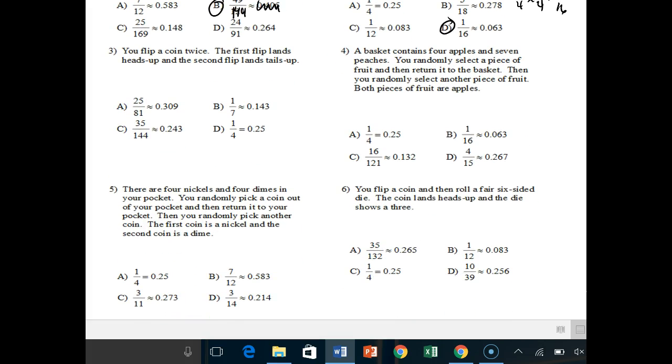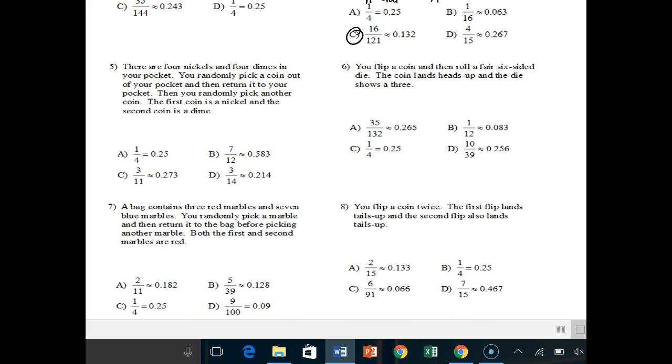Let's take a look at number 4. A peach basket contains 4 apples and 7 peaches. All right. You randomly select a piece of fruit and then return it. And you randomly select another piece of fruit. What's the probability that both pieces of fruit are apples? So just initially, the first time, what's the probability of choosing an apple? Well, there are 4 apples out of, I did 4 plus 7, my fault. 4 plus 7 is 11. 11 total pieces, right? So basically it's 4 elevenths, so that's the first time, and then the second time it's the same thing, 4 over 11. So you're doing 4 elevenths times 4 elevenths, and that gives you 16 over 121.